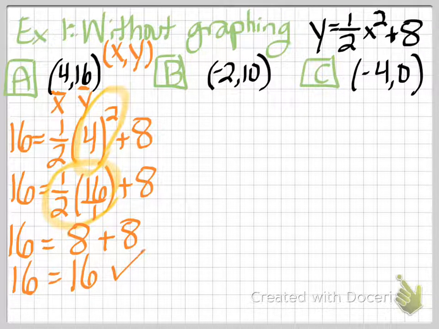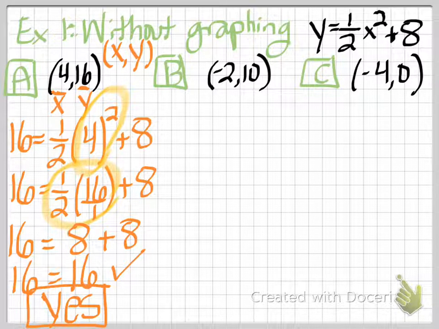We get a true statement. That means (4, 16) is a solution. The answer is yes. The answer will either be yes or no for these types of questions. The answer is yes, because we got a true statement. That true statement is 16 equals 16.